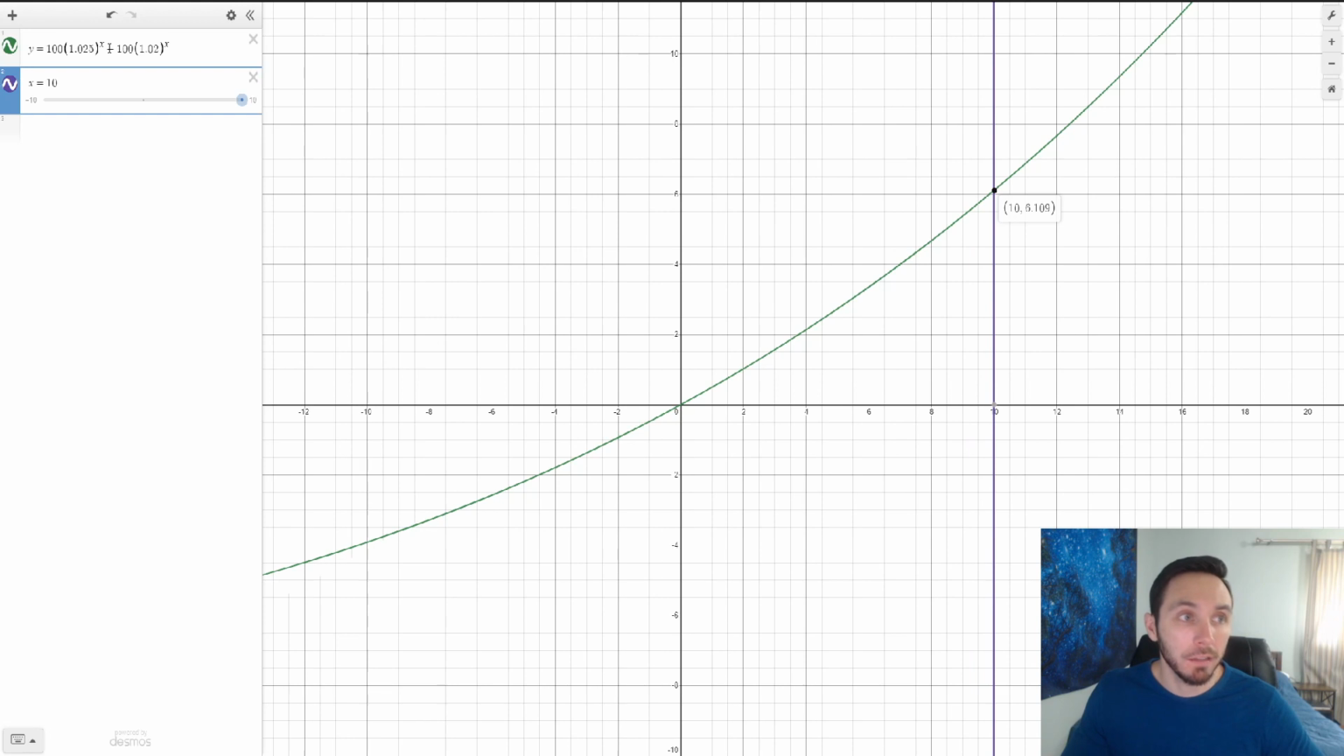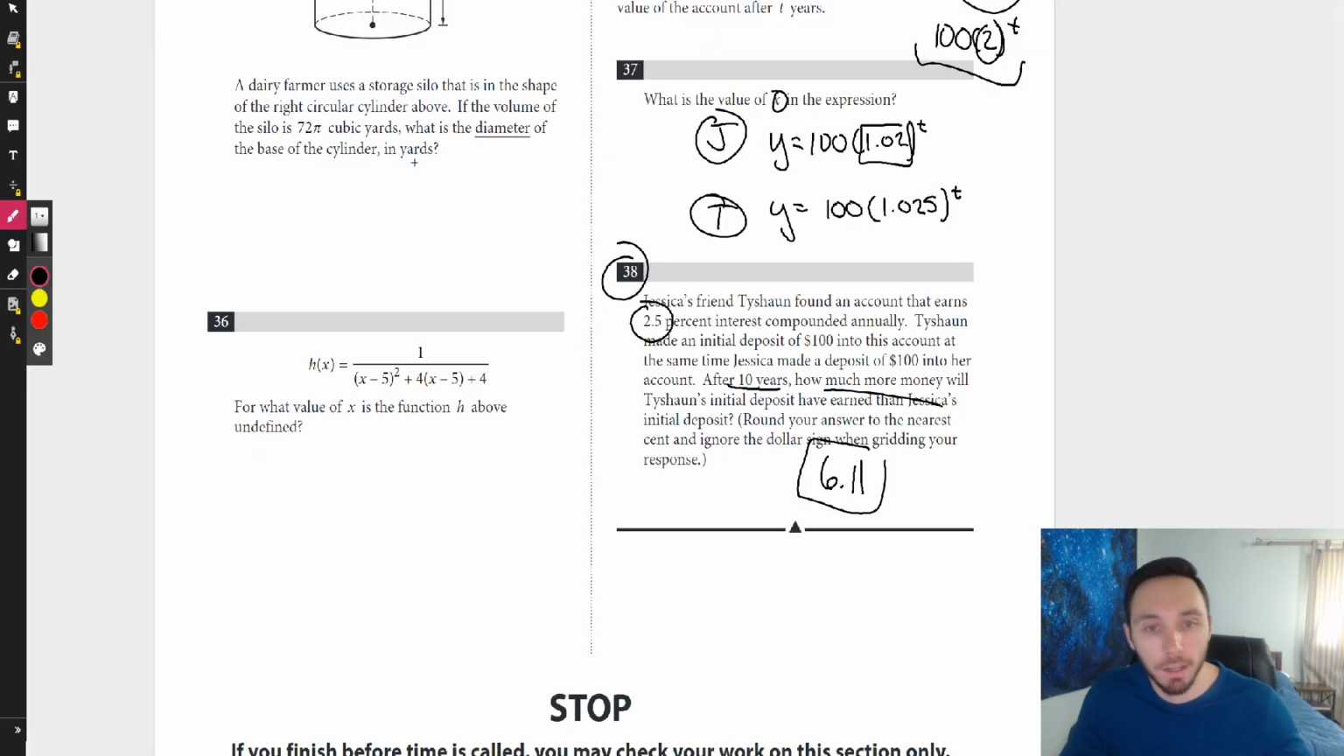I can just plug in the values as well. So I know the two equations, right? And I have a calculator. I can just plug in 10 into Jessica's. I can plug in 10 into Tayshawn's, and then I can just find the difference that way. A lot of different ways to approach this, but know what you're doing graphically because that can go a long way. Anyway, that is actually the end of this video.